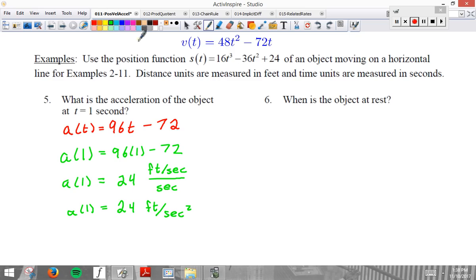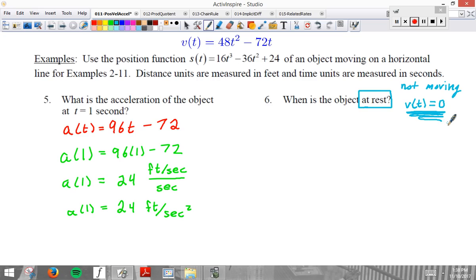When is the object at rest? So now we finally get into an interesting question. Being at rest, what does this mean? So at rest means I'm not moving. And not moving is only one of the three functions. Not moving means our velocity equals 0. And that's the key equation here.